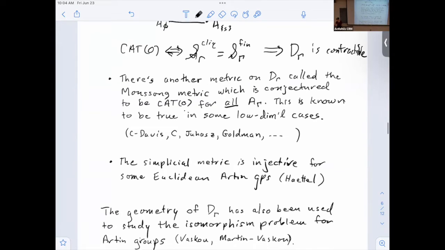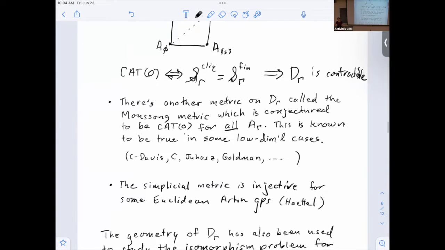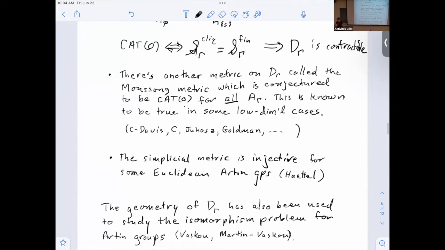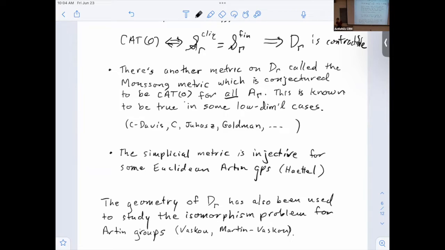Okay, so that was the cubical metric we were looking at. We could also look at this as a simplicial complex and ask whether it satisfies one of these other nice conditions like injectivity or systolicity or whatever. And there's been a little bit of progress on that. Thomas has shown that's true for some of the Euclidean type Artin groups. I guess there's a possibility that could be generalized. So it's a new approach to looking at this from a simplicial point of view.